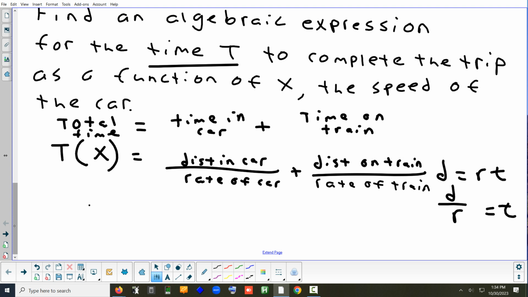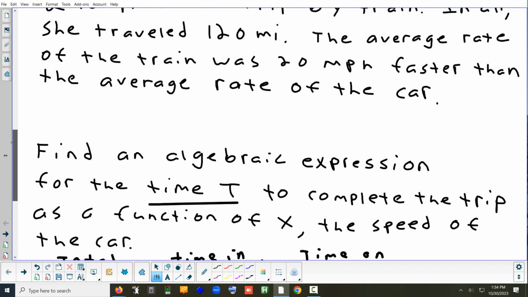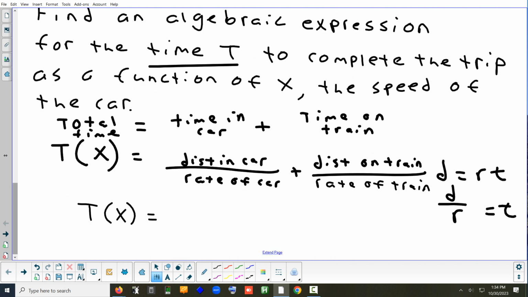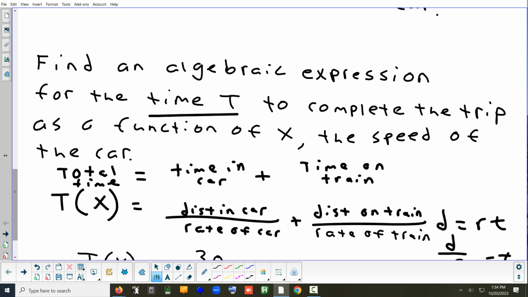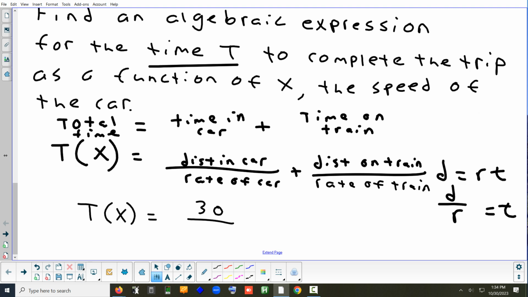Now we're going to start to fill in these 4 things with what we know. Okay, so the time as a function of the speed of the car. What's the distance that she travels in the car? 30 miles. And what's the speed of the car? X. X is the speed of the car. Okay, so there's the time that she spends in the car.